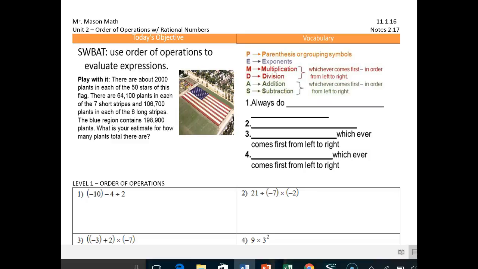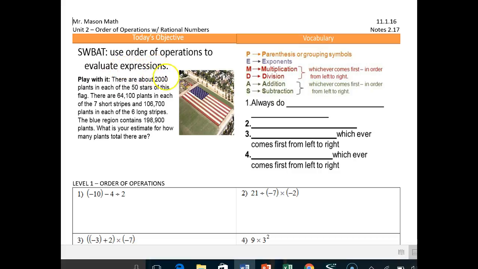So today I'm going to walk you through notes 2.17. Remember, you have a test on Thursday, so that means I'll be collecting your binder. So make sure all these notes are fully completed. Today's objective: student will be able to, that's what SWBAT stands for, use order of operations to evaluate expressions. So let's play with it.